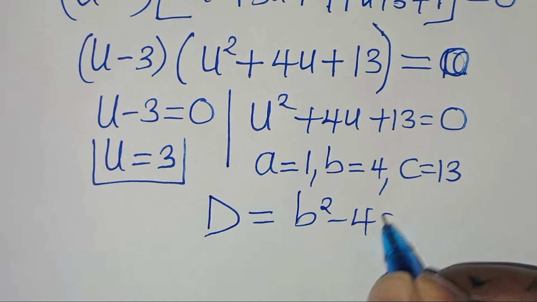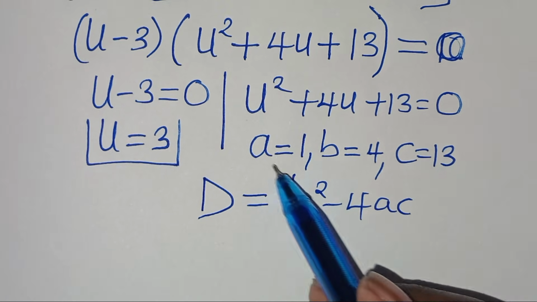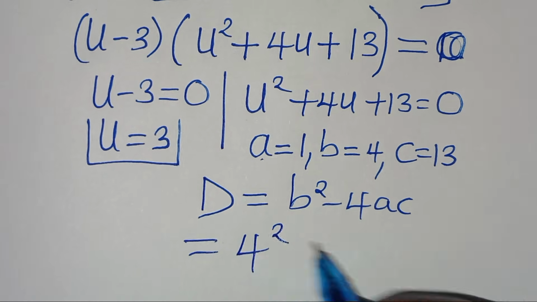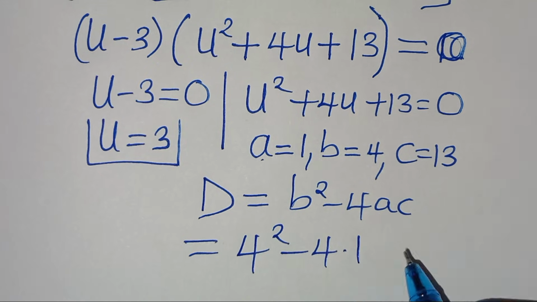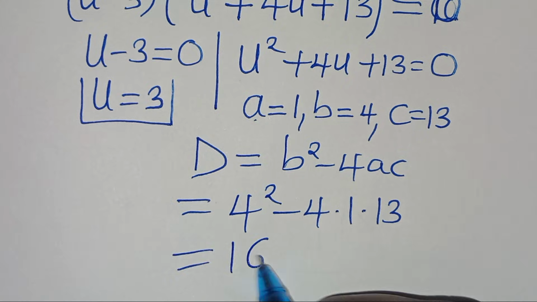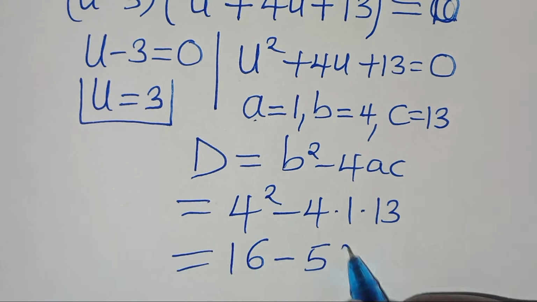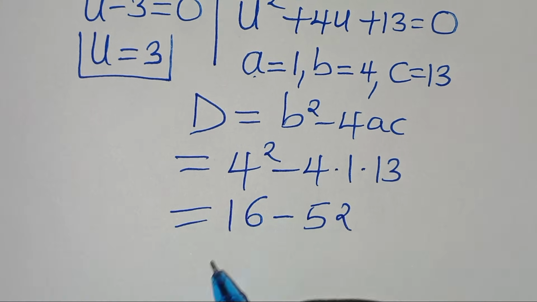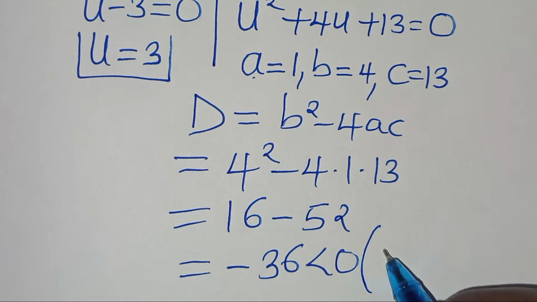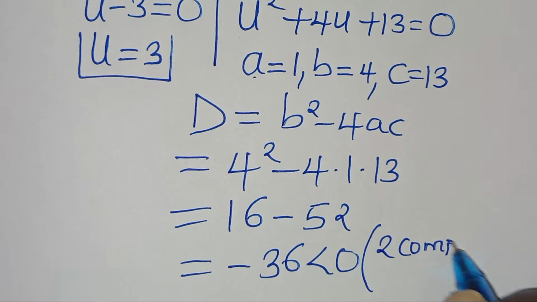squared minus 4ac. Let's substitute a, b, and c so that we have 4 squared minus 4 times a, which is 1, times c, which is 13. So this is 4 squared, which is 16, minus 4 times 13, which is 52. And then 16 minus 52, this is minus 36, which is less than 0. And this means we have two complex roots.